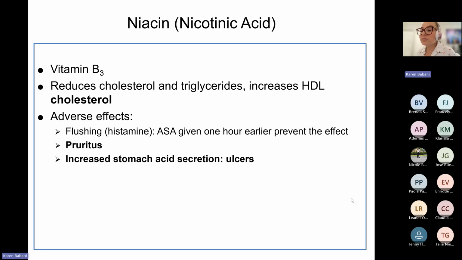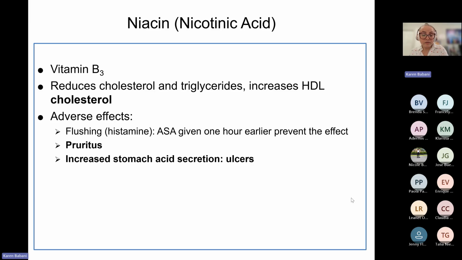If the flushing is too much, causing a lot of adverse effects, or is very annoying for the patient, they really don't want to deal with that flushing and that itchiness that they get, you can give an aspirin. You can give an ASA an hour before you give the niacin to lower that.